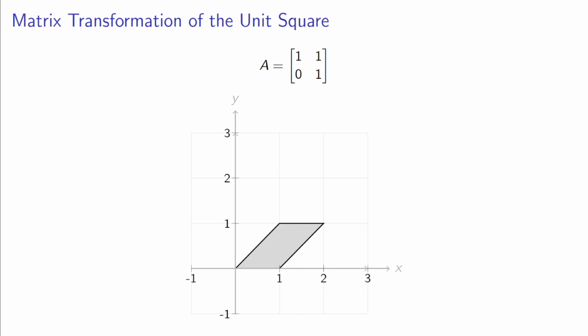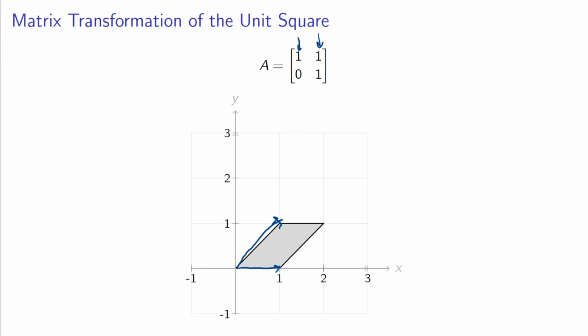A now is 1, 1, 0, 1. Again, E1 is going to get transformed just to itself, so it doesn't change. So there's no horizontal change in this case. But E2 goes to 1, 1. And so you can see that this transformed unit square has sides now given by the transformed version of E1, which is still just E1, and the transformed version of E2, which is now the vector 1, 1. And what we end up with is a parallelogram here.